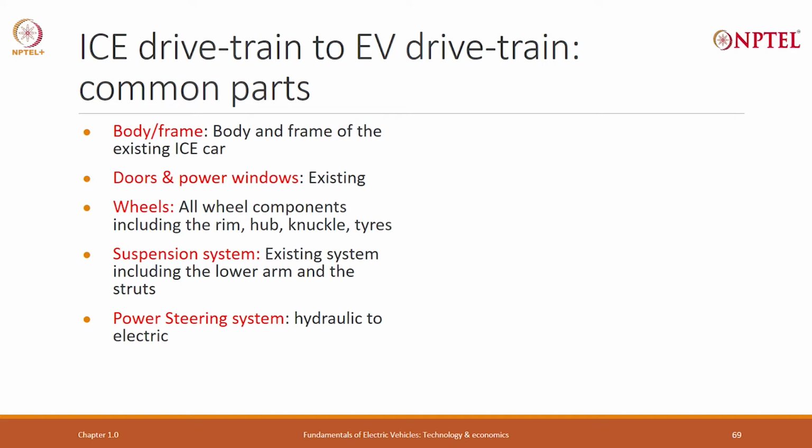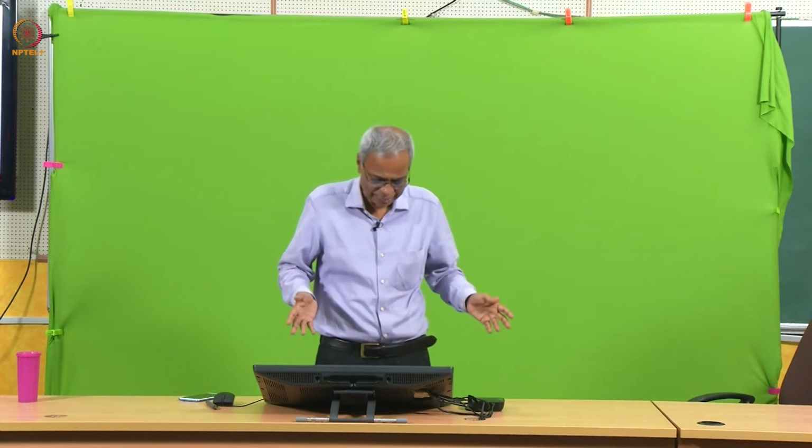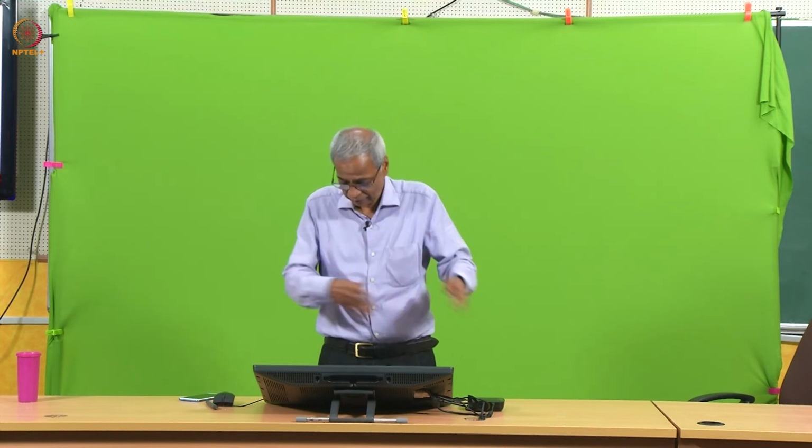Always choose better tires. Suspension system, existing system including the lower arm and the struts, there is no particular need to change. Power steering system, it used to be hydraulic some time back, 15 years, 10 years back, then started moving to electric. In fact, petrol cars have been becoming, step by step, electric. So already hydraulics converted to electric, that can straight away be used. Power steering systems, we certainly don't need hydraulic.